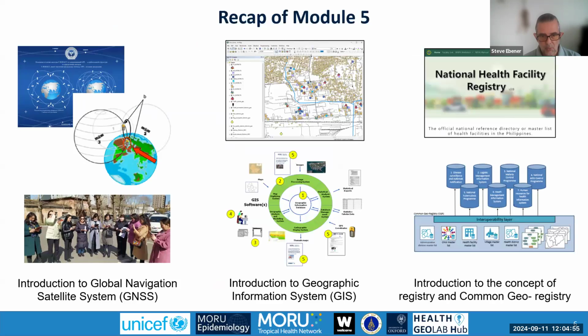A little bit of recap of what we did during the previous module before starting the one today. Module 5 was dedicated to geospatial technologies. After a general introduction to all these technologies, we focused on three specific ones. The first one being the Global Navigation Satellite System, or GNSS. Then we looked at Geographic Information Systems, both from a software and also an information system specific perspective. And the last one, we looked at the concept of registry, in common georegistry, for the hosting, management, maintenance, and sharing of master lists, and also geospatial data and hierarchies that are core to public health and also other sectors.